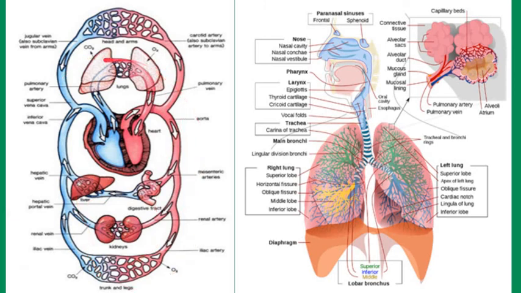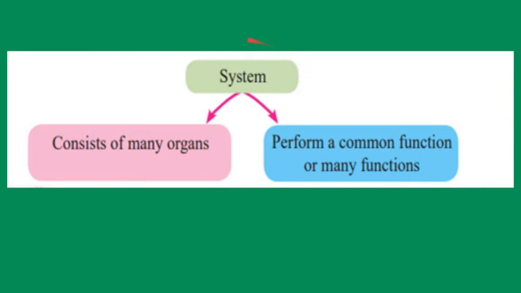This is an image of the circulatory system. Now here, this is an image of the respiratory system, and it comprises the nose, the mouth, the lungs, the trachea, and all those things. So we will be discussing further about these systems in our second video. Okay, so for the moment, remember that a system consists of many organs that perform a common function or many functions.